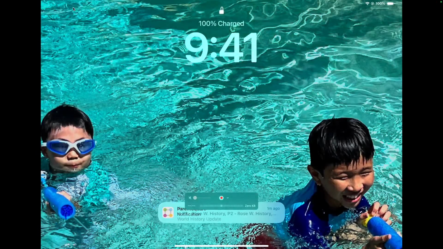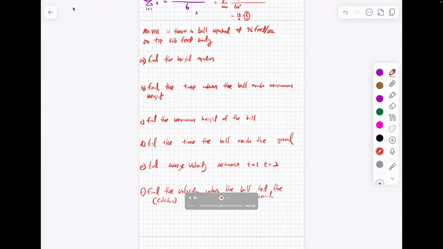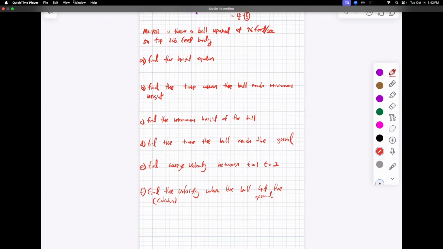For both B and C, I'm going to start with the height equation. Can somebody help me with the height equation? H of t is equal to what? Good. Okay, so that's good. So let's go to B. Let's see if you guys can find B now.